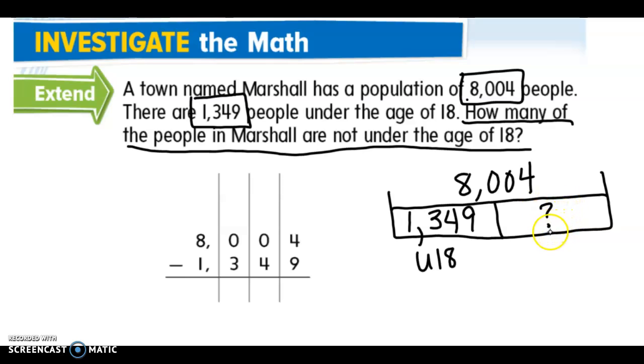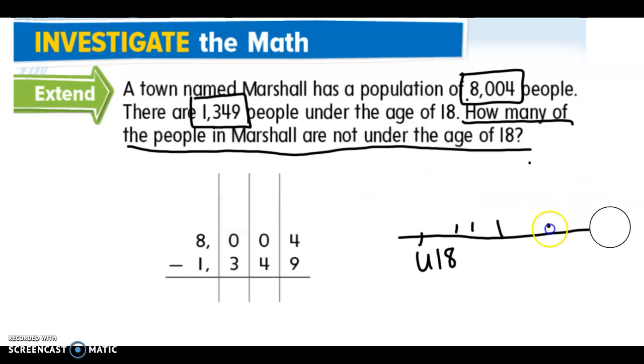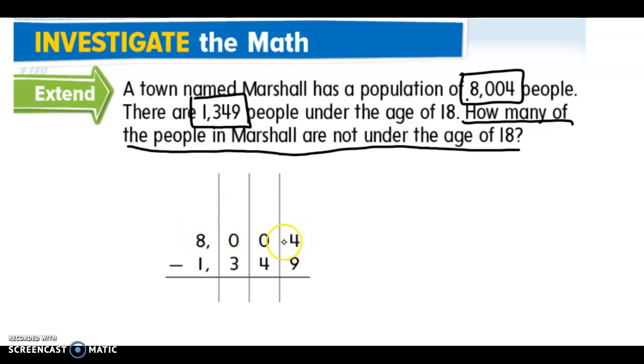So what we're going to do to figure that out, whenever you have the total and you have one of the parts, if you subtract the part that you already know, whatever's left is going to be the part that we're trying to figure out. So that's exactly what we're going to do in this question. Here we go. So we have 8,004 minus 1,349.